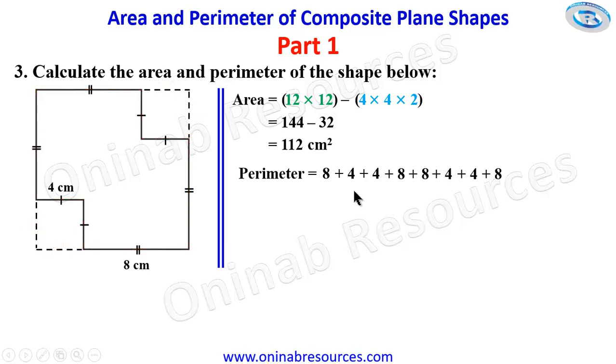So simplifying now, 8 plus 4 plus 4 plus 8 plus 8 plus 4 plus 4 plus 8. We have four 8s. 8 times 4 is 32. We have four 4s. 4 times 4 is 16. 32 plus 16 gives 48 centimeters as the perimeter of the composite shape in problem 3. And that is the end of the solution to problem 3.